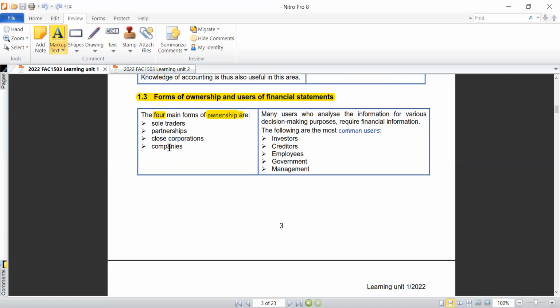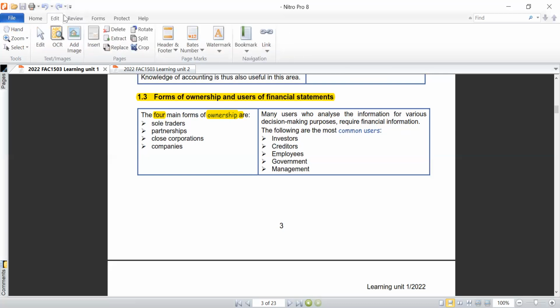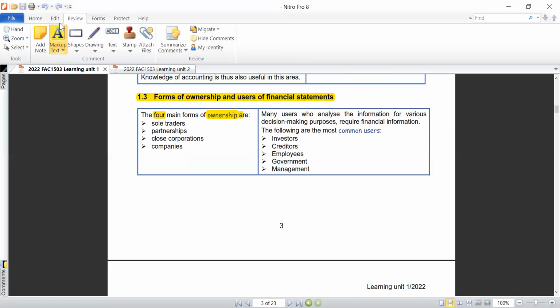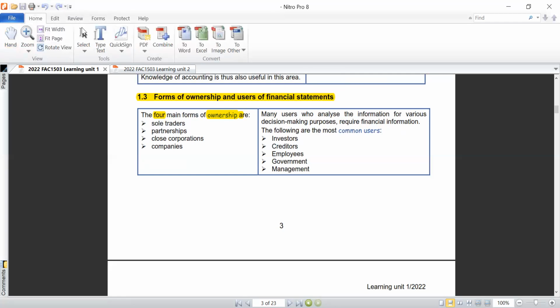Now, who are the different users of the financial statements? So obviously, let me do this so that it becomes easier for me here. I'm sorry. It's something I'm just trying to change. Okay, let me do this. Okay, better.